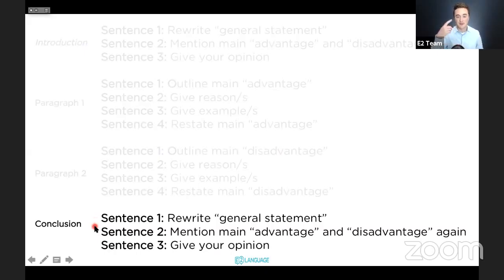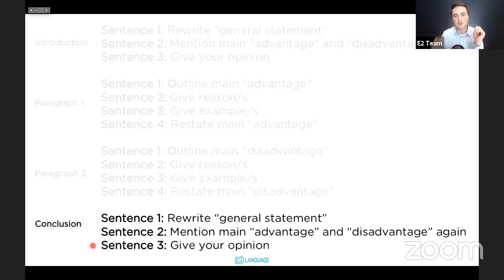Again, we're going to rewrite the general statement from the question prompt. We're going to mention the main advantage and disadvantage again, and we're going to give our opinion again. Effectively, what we're doing is writing another introduction. So you've got to make sure that your conclusion matches with your introduction. So if you mention good technology in universities and the disadvantage being the cost, in your conclusion, you should also be mentioning the same things, but just in different words.